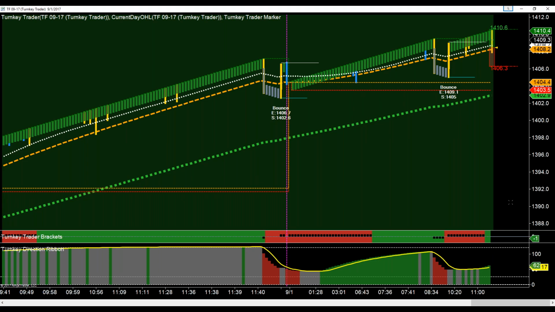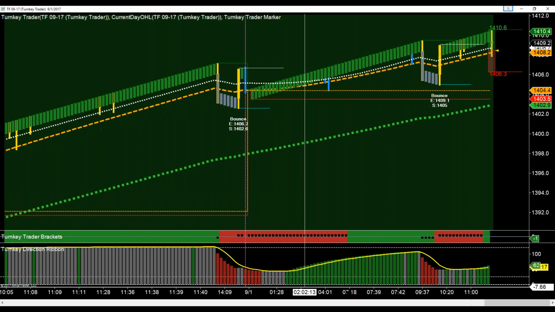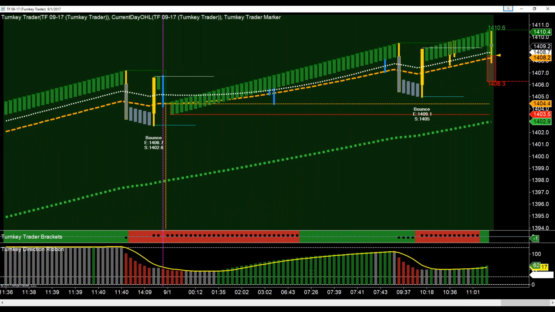Susanna asked, the color gray in the direction ribbon, what does that color mean? That just means that it's gone flat. So we'll notice it turns green as it rises. So if I can just spread it out a bit more, we can see that as the value keeps rising, it will turn green. And then when it flattens off, it turns gray. And then if the value is less than the previous value, it'll be red.